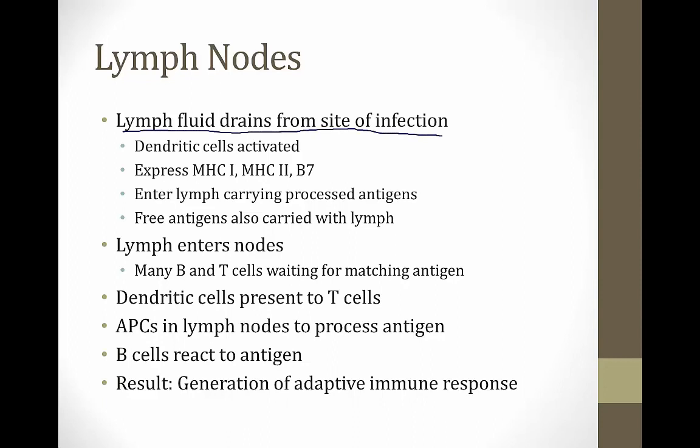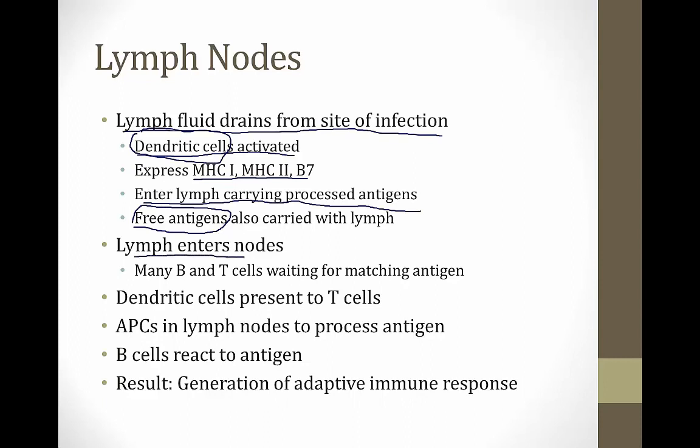In that lymph, there will be dendritic cells. Recall that dendritic cells are professional antigen presenting cells, and they will have antigen on their surface from the site of infection. And they express MHC class 1 and class 2 and B7 and all the molecules you need in order to activate T cells. So the dendritic cells will enter the lymph carrying processed antigens on their surface. In addition, there will also be free antigens that get swept along with the lymph. So the dendritic cells with processed antigens and the free antigens will be in the lymph, leaving the site of infection heading toward the lymph nodes.